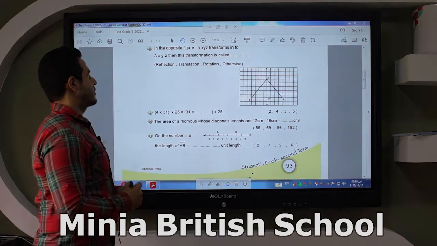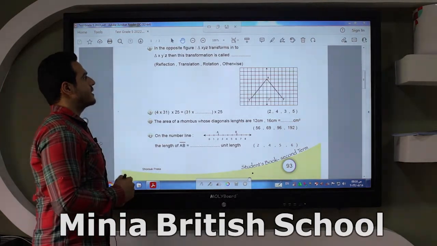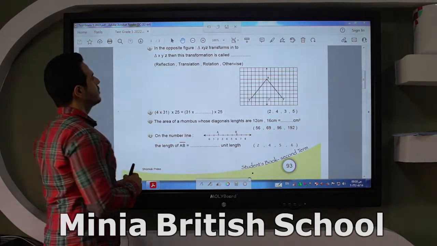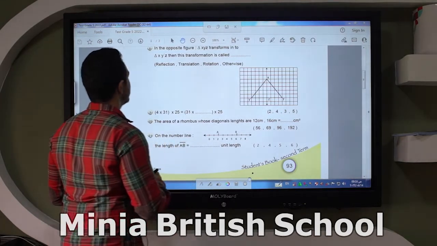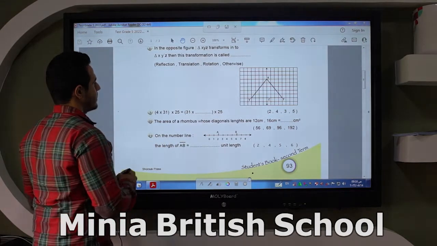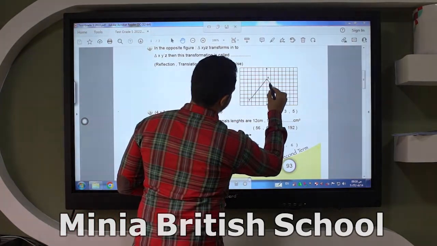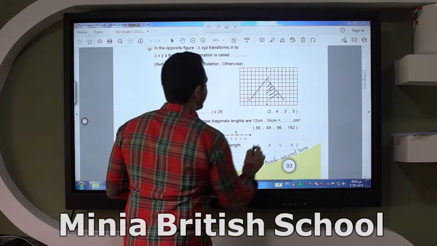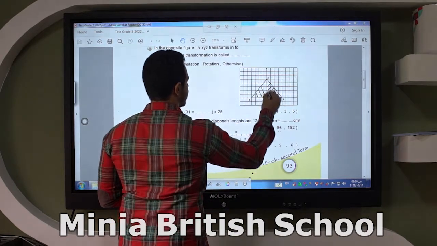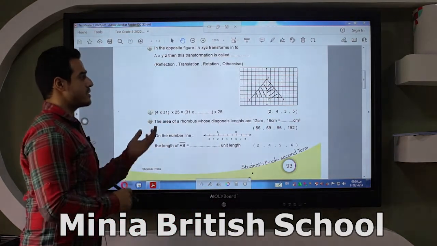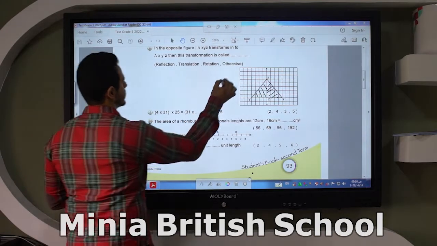Number 8, in the opposite figure, triangle XYZ transforms into triangle X'Y'Z'. Then the transformation is called what? This is the original triangle, and this is the image. Okay? So this transformation is called reflection.